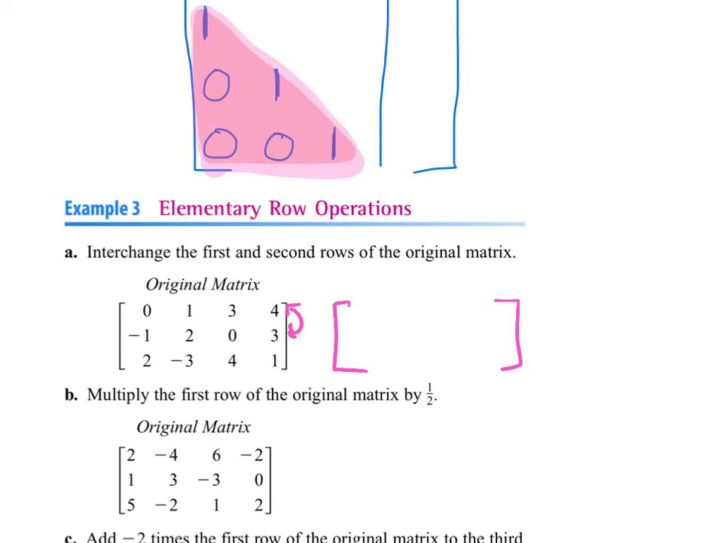If we just switch the first and second, what would our new first row be? It would be the second one, which is negative 1, 2, 0, 3.